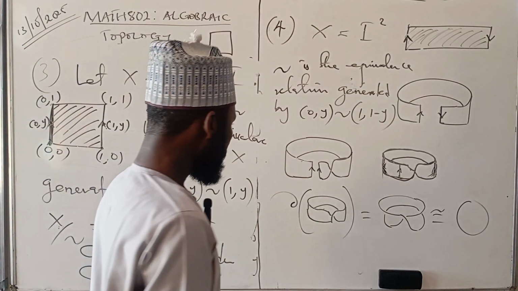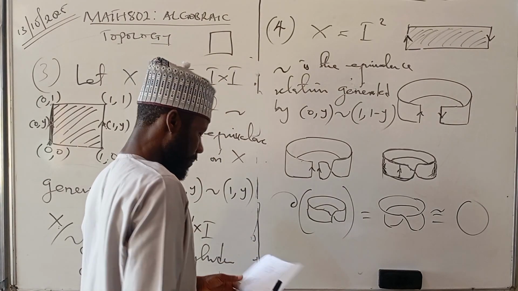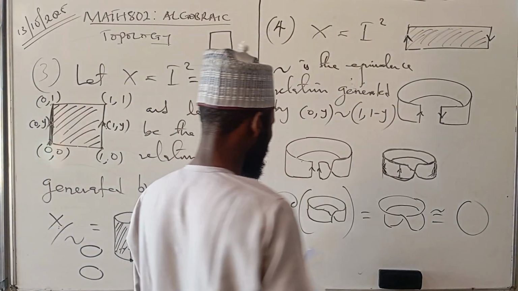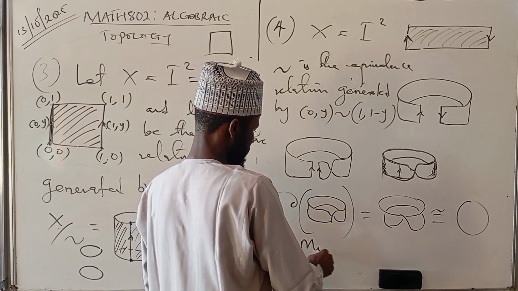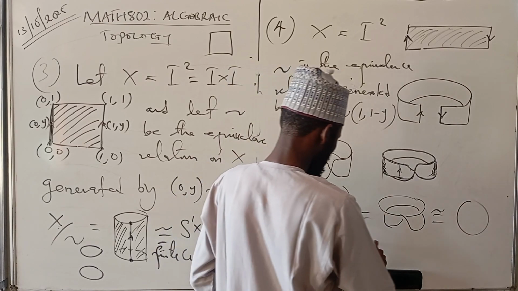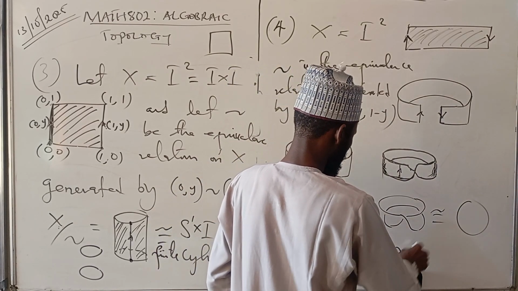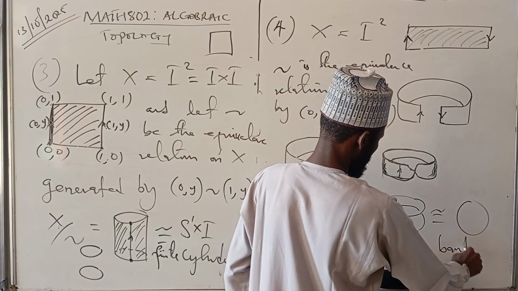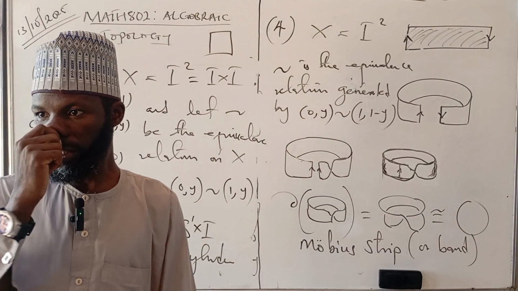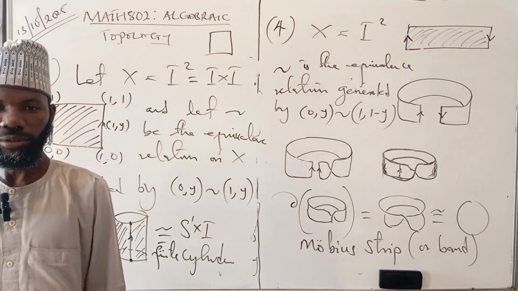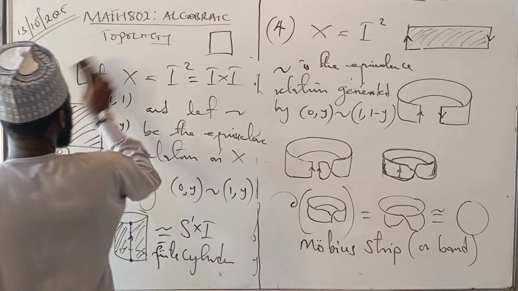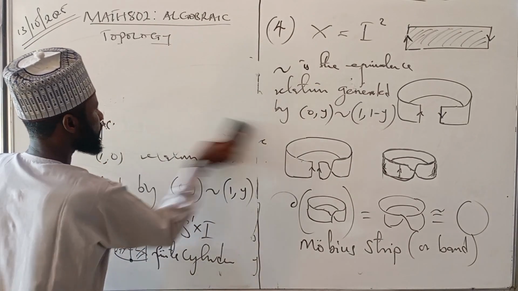All right. So it is called a Mobius strip or Mobius band. It's a very nice object. Mathematicians or topologists are studying it. All right. Okay. So we can look at the fifth example.